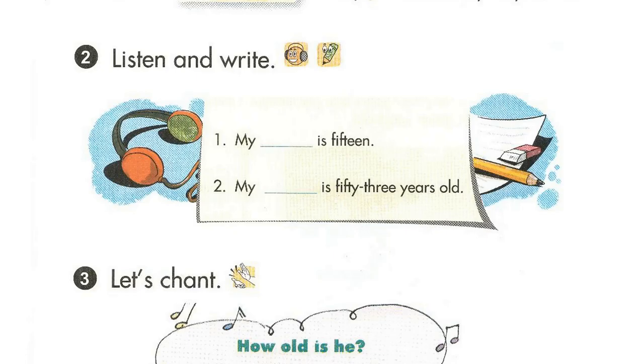Page 10, Lesson 3, Activity 2. Listen and write. 1. My brother is 15. 2. My grandfather is 53 years old.